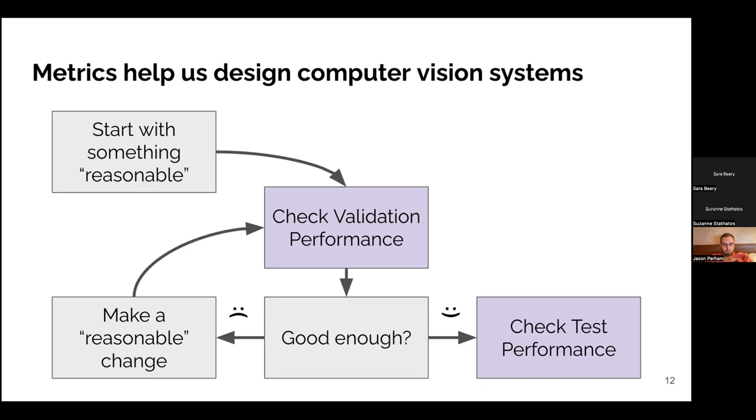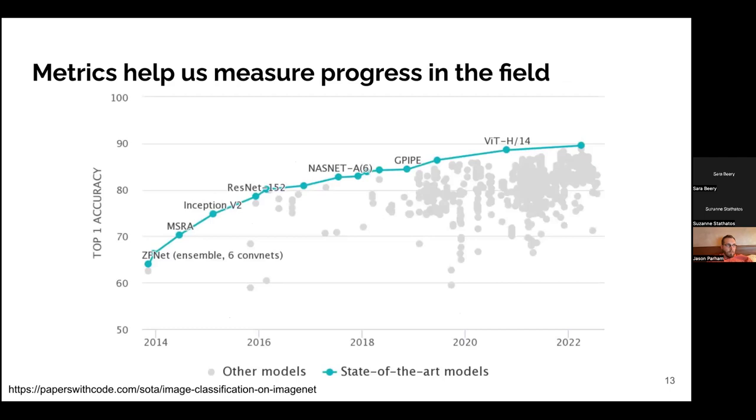And so in this way, we can choose things like what architecture to use, what the learning rate should be, and any kind of parameters you've been wondering about for your systems. It's all about computing these metrics and seeing which one does better. And metrics also help us measure progress in the field of computer vision more generally.